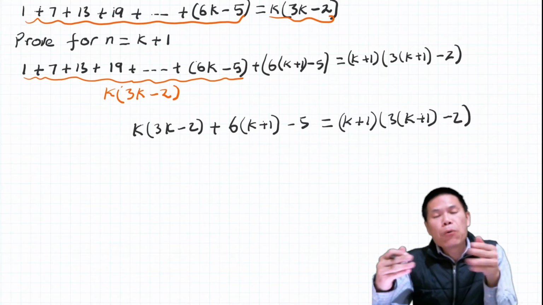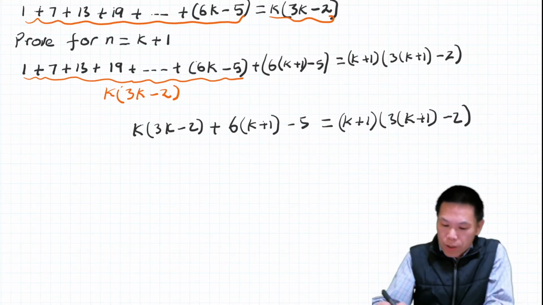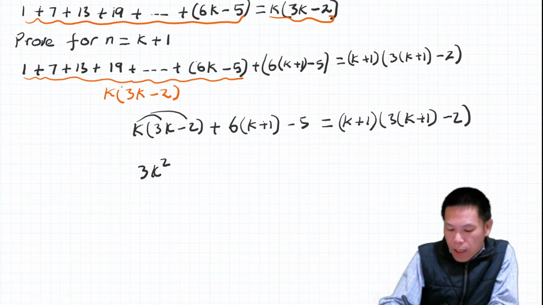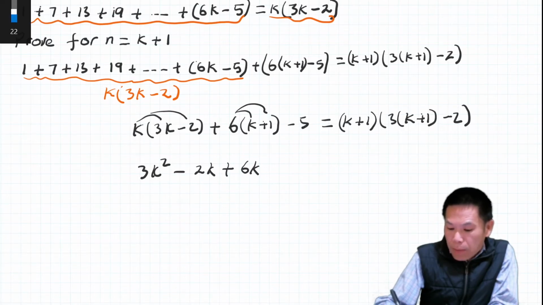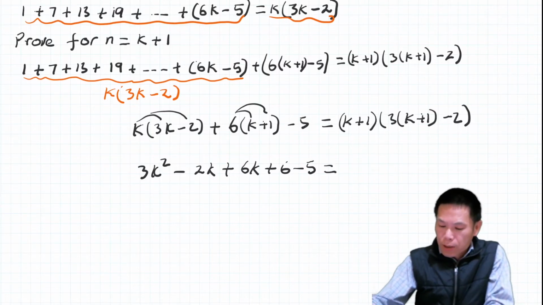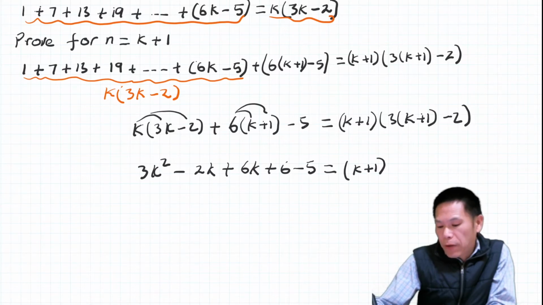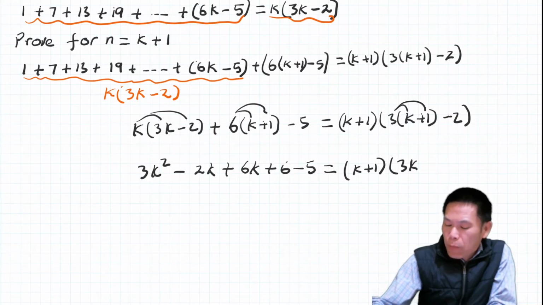There you go. So now we just need to simplify a bit more. So I just expand this out, which gives me 3k squared, this times this together minus 2k, and this times this together plus 6k, and this times that plus 6 minus 5. So this one on the right hand side, I do the same thing. I just simplify. So 3 times k is 3k, and 3 times 1 is 3, and then we minus 2, so it becomes 1.